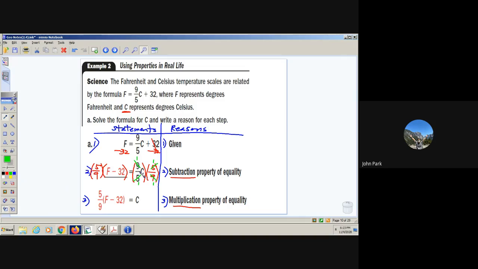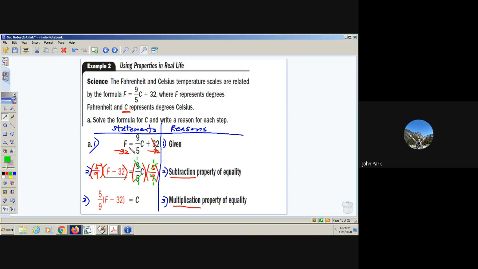So that's how we were able to transform the equation from the Fahrenheit formula to the Celsius formula by doing the subtraction first and then doing the multiplication of a fraction on both sides. Because whenever you have a fraction, you multiply by the reciprocal, right? So again, that's just algebra steps, but we are practicing how we set up the two-column proof.